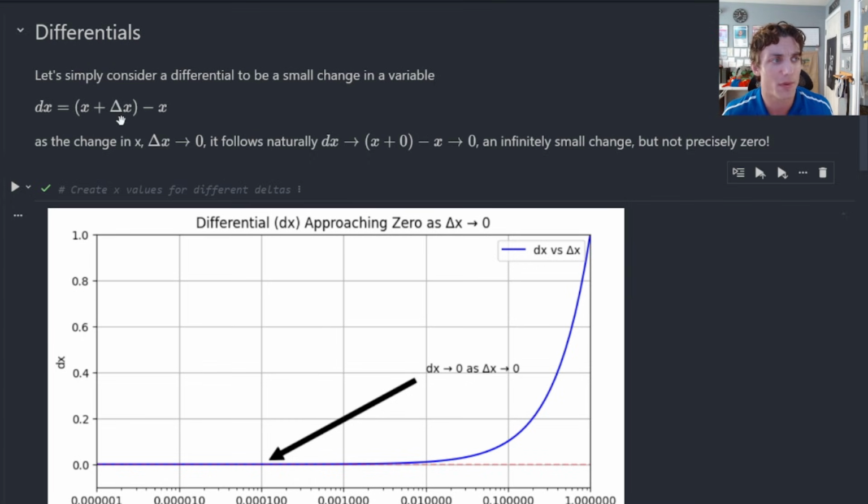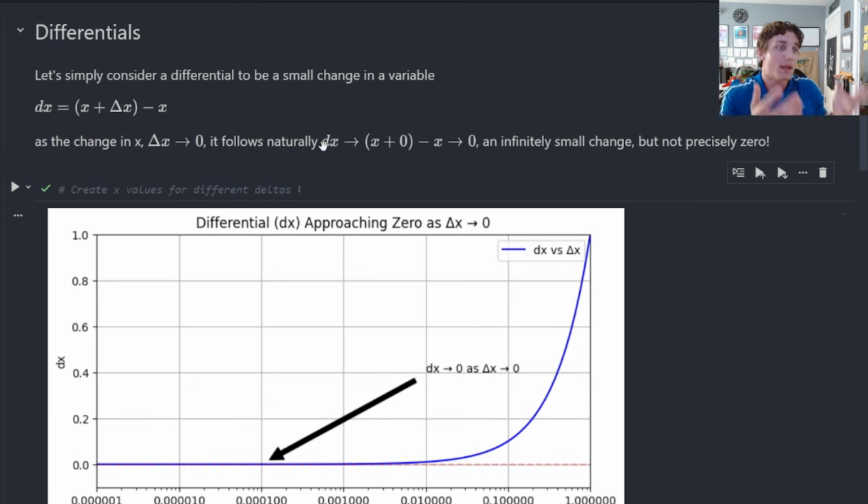So what happens if I plug in 0 for delta x? Well, we don't have a small change anymore. We just have 0, right? It's going to be x minus x. That is not the idea of a differential. We're saying that as delta x approaches 0, it follows that dx is also going to approach 0. It represents an infinitely small change, but it's not precisely 0. Otherwise, mechanically, it wouldn't work as intended.